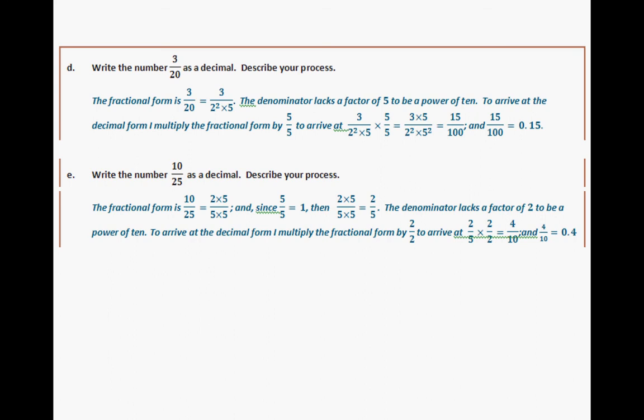Well, actually, we can cancel the 5s out. I forgot about that. So we can cancel the 5s and get 2 fifths. But then I need a 2 in the denominator, so I can get a power of 10. So we're going to multiply the fraction by 2 over 2 to get 2 fifths times 2 over 2, which is 4 tenths, and 4 tenths is 0.4.